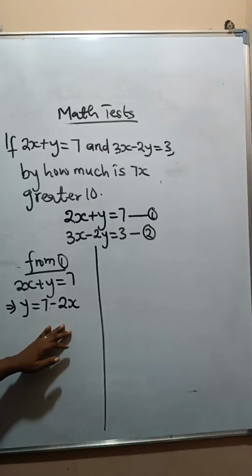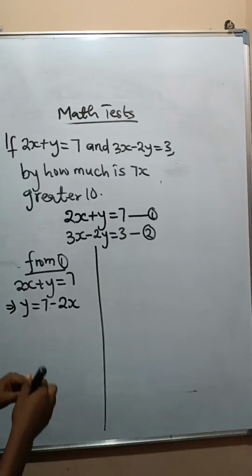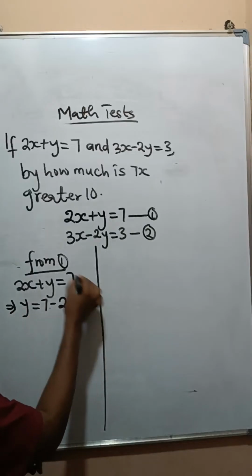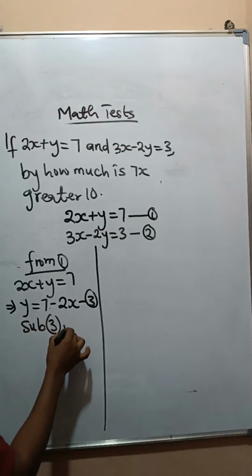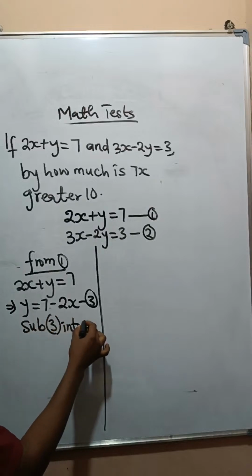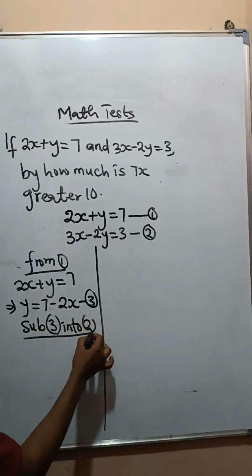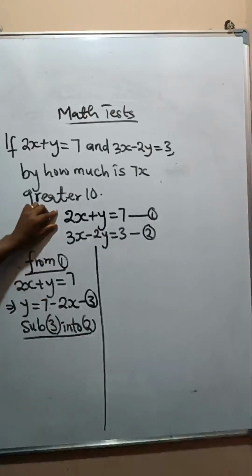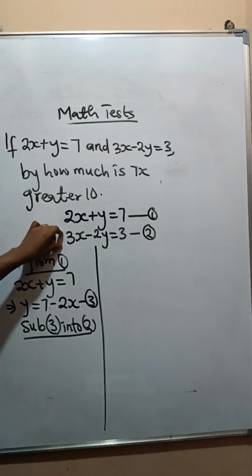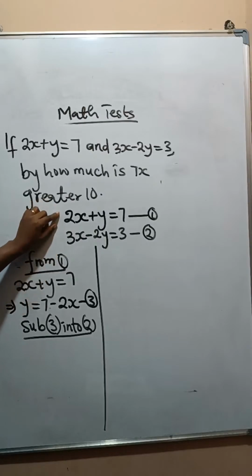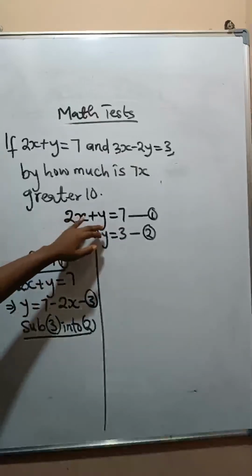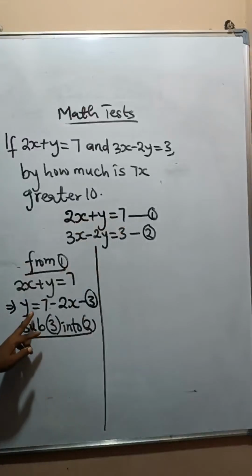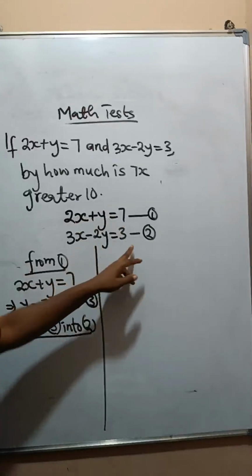Now the next thing is to substitute this. Let's call this equation 3. So we are going to substitute equation 3 into equation 2. Okay, remember we formed it from equation 1, so we are going to substitute it into equation 2. If you substitute it into equation 1, you get 7 again. So you're going to have 7 here and 7 there. So we're going to substitute this equation 3 into equation 2.